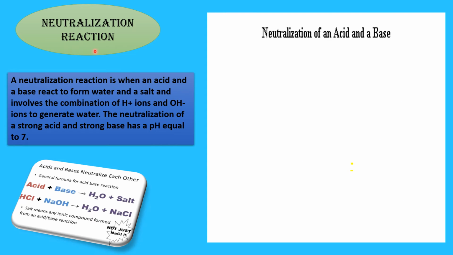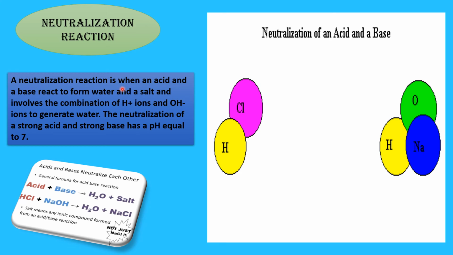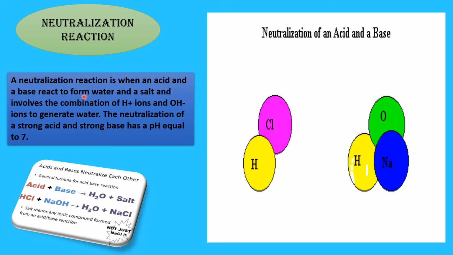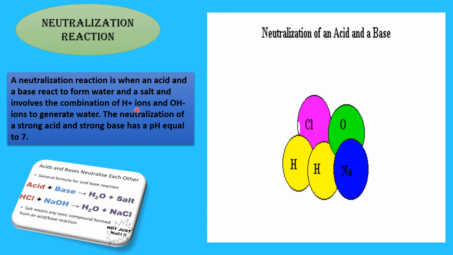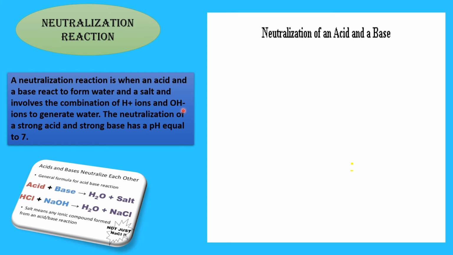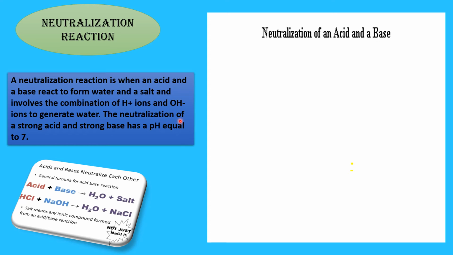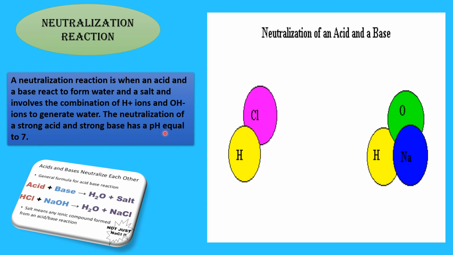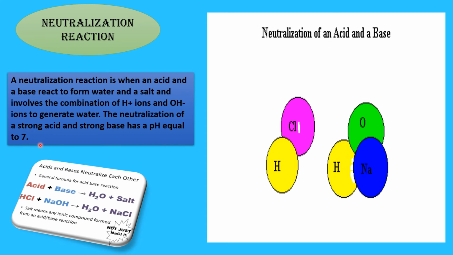Now the last question is, what is neutralization reaction? A neutralization reaction is when an acid and a base react to form water and a salt and involves the combination of H plus ions and OH minus ions to generate water. The neutralization of a strong acid and strong base has a pH equal to 7 because 7 is the neutral point on pH scale.